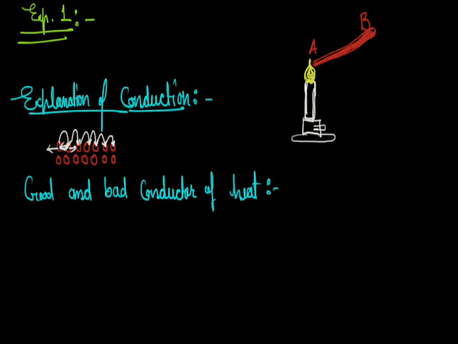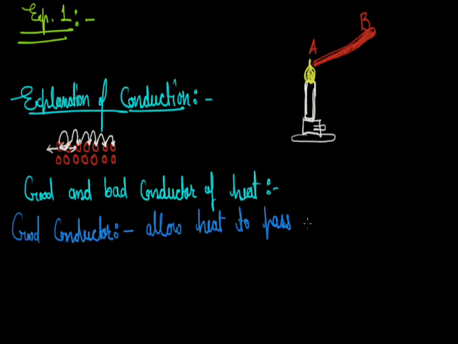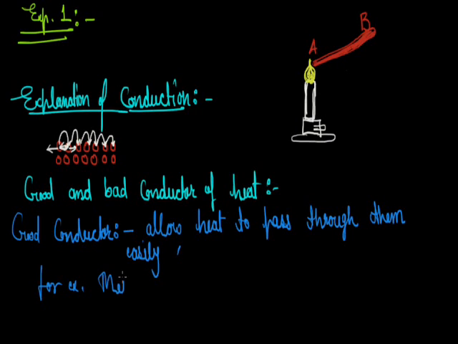So, definition of good conductor: substances that allow heat energy to pass through them easily. For example, metals, they are good conductors of heat, and also in general they are good conductors of electricity.